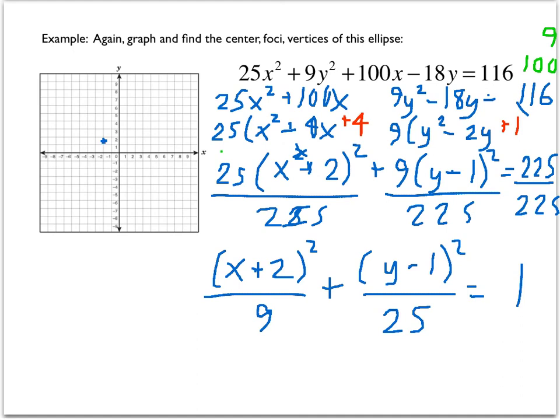And this time notice that my bigger number is underneath the y term, so that's going to be my major axis. I'm going to count up 5, which will take me to about here, and down 5, which will take me to about there. And on my x-coordinate, I'm going to count over 3 each way. So that's going to get my ellipse to look something like that. And we could come up with the coordinates of the foci and the vertices, but I'm not going to take the time to do that now.